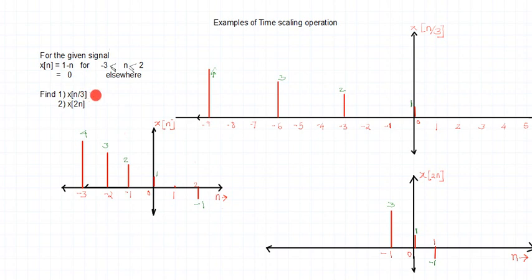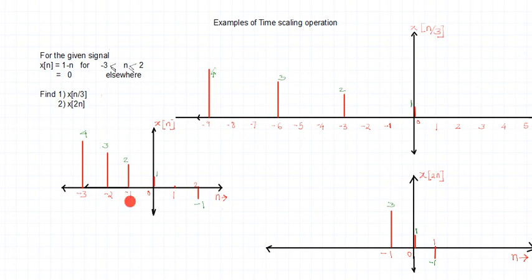So how do I obtain the signal? Simply multiply the time base by 3. So where will this sample appear? Minus 3 into 3 means minus 9. So you expect that at minus 9, the magnitude is 4. Where will this sample appear? Minus 2 into 3, minus 6. So this sample will appear at minus 6. So magnitude is 3. What about samples at minus 8 and minus 7? No samples there. So it means that it is 0.